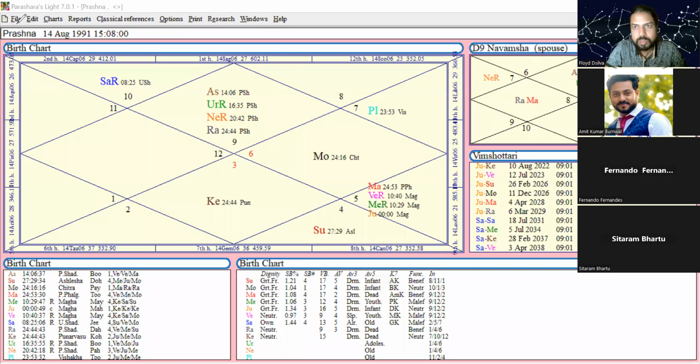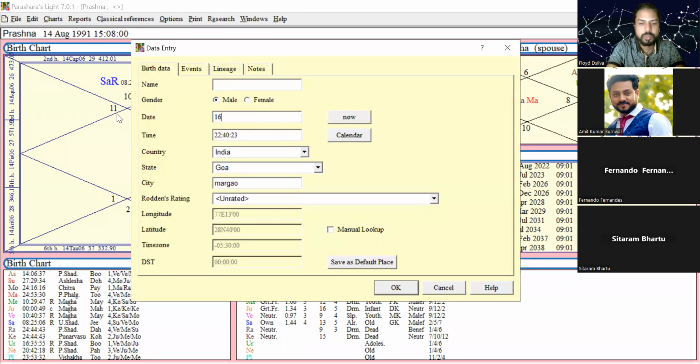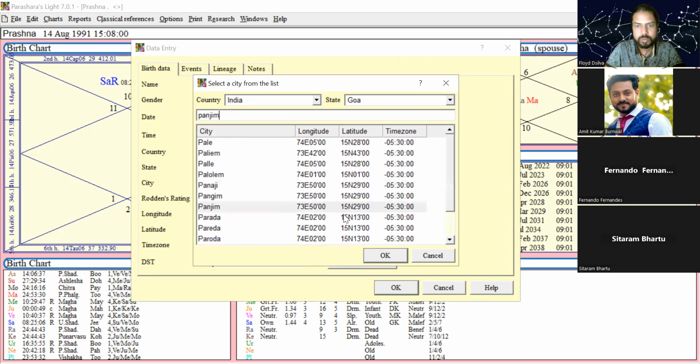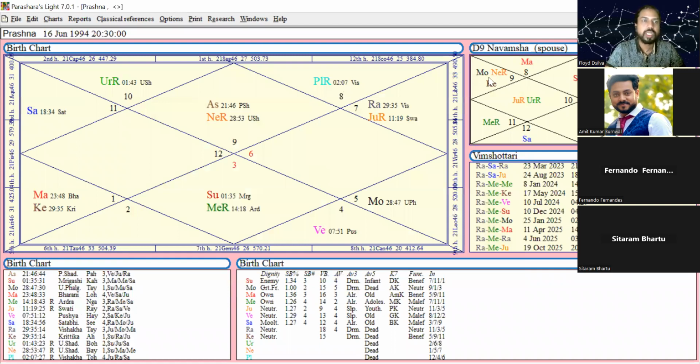One more chart. 16 June 1994, female, time 8:30 p.m., and the place is Porvorim, Goa. The software doesn't show Porvorim, so we take Panjim. 16 June 1994, 8:30.